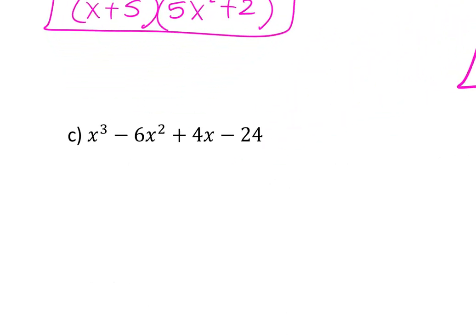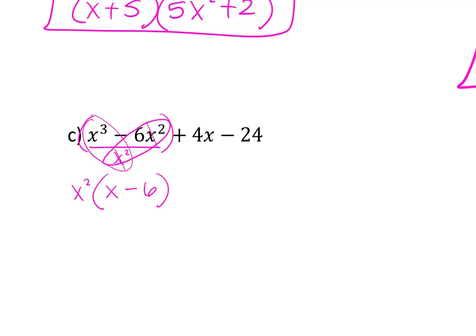What did you do first on letter C? If we group this, what did you factor out of the left side? These are both divisible by x squared. So we put an x squared out in front, and then we divide it. What are you left with? X cubed divided by x squared. You're going to subtract those exponents. That's an x. And then this, so we're subtracting, what are you left with there? 6x squared divided by x squared. Those go away. Did you get a 6 there?